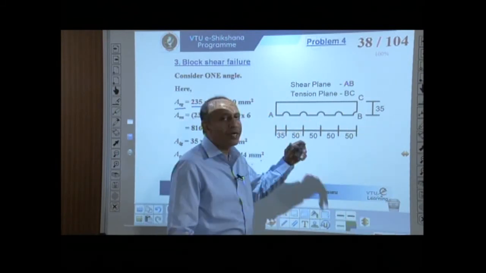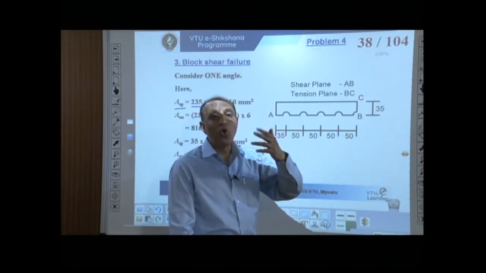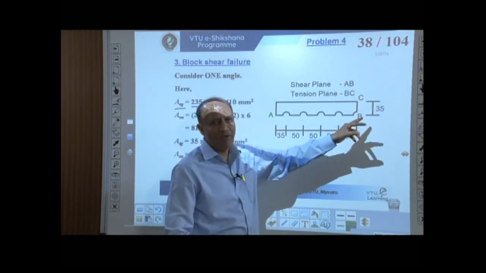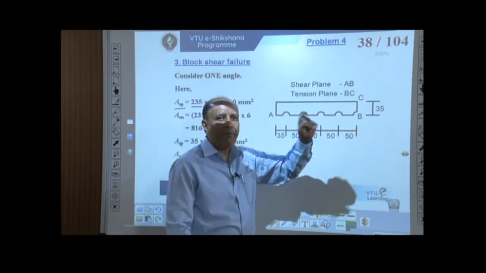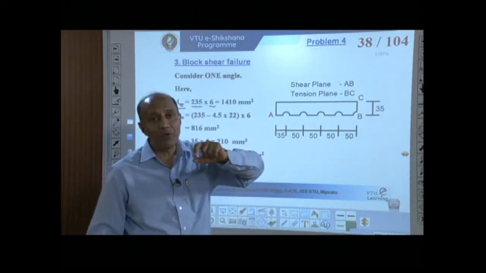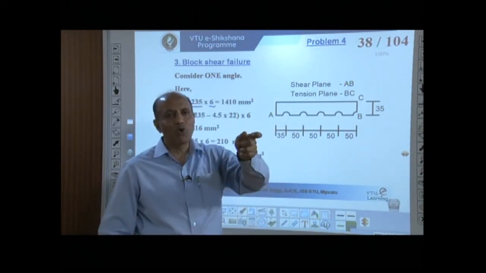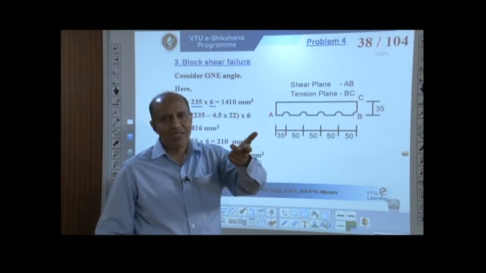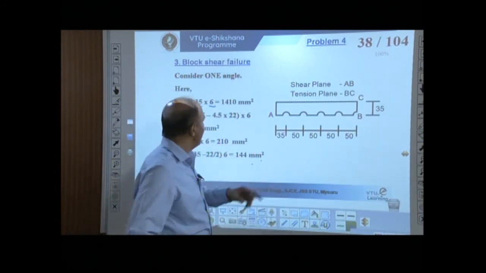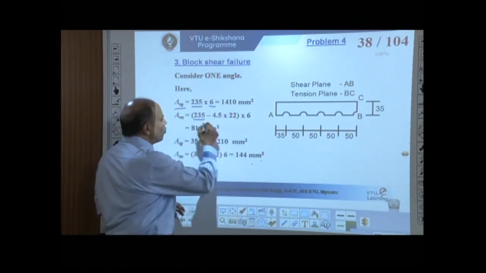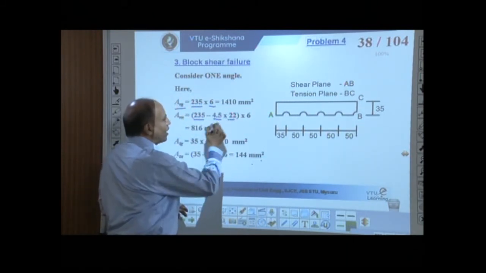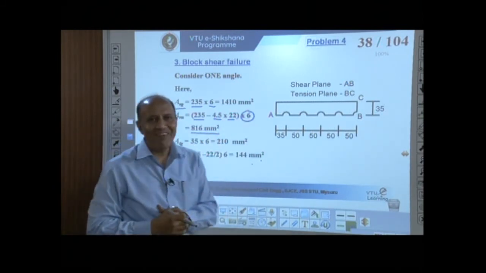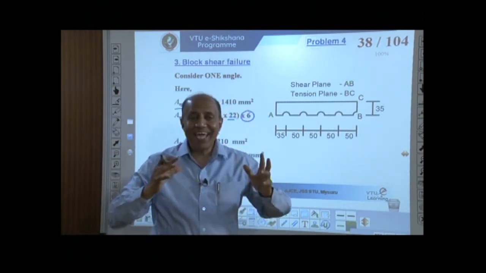So we have to deduct the diameter of the bolt holes. How many bolt holes? 1, 2, 3, 4 and 0.5, so 4.5. The diameter of each hole is 22: 20 plus 2, where 20 is the bolt diameter and 2 mm is the excess, so 22. From the 235 total width, you deduct 4.5 times 22, multiplied by thickness, and that should give you AVN, the net area.